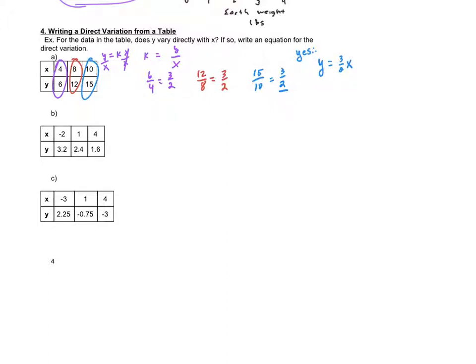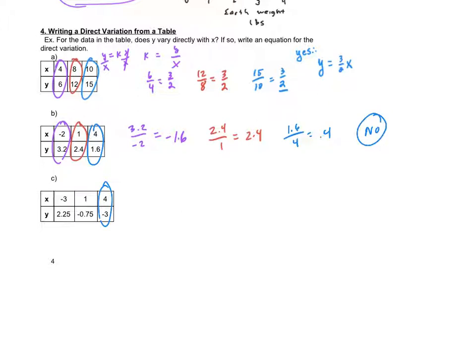And if we go ahead and do this for our other choices, we have 3.2 divided by -2, which is equal to -1.6. And we have 2.4 divided by 1, which is equal to 2.4. Well, if I compare these two, those are not the same. So I don't have a constant of variation, but I'm going to do this next one just to prove a point. 1.6 divided by 4 is 0.4, and none of those are the same, so of course, no, I do not have direct variation.